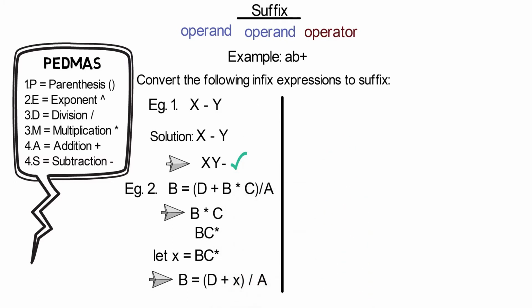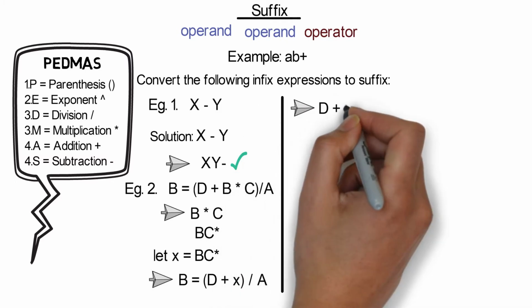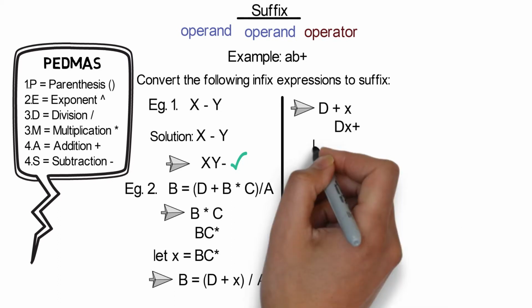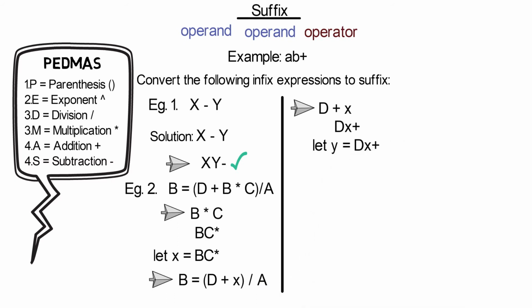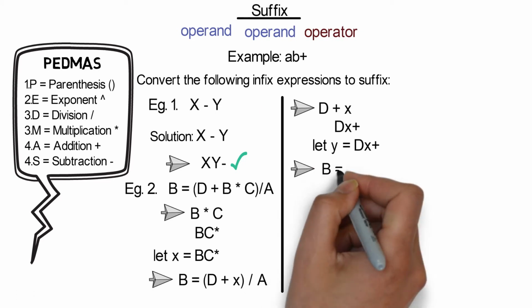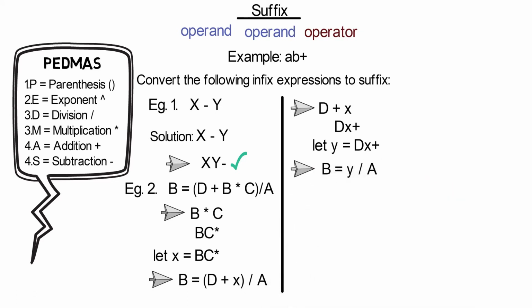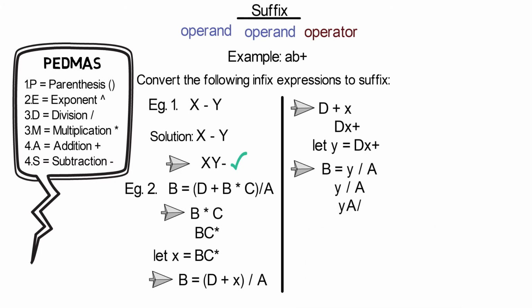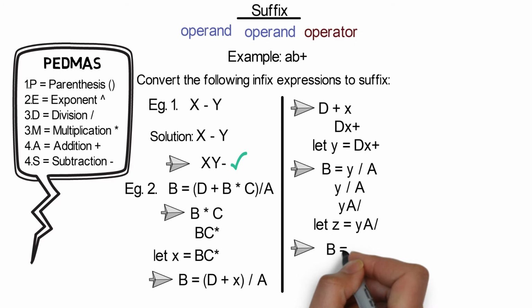We are still not out of the bracket, so we can now tackle d plus x. The suffix form becomes dx plus, and then we equate that to y. We now rewrite the expression again, giving us b equals y slash a. Remember, dx plus is now y, and the suffix form now becomes ya slash. We again equate ya slash to z, and then rewrite the expression again as b equals z. The suffix form becomes bz equals.